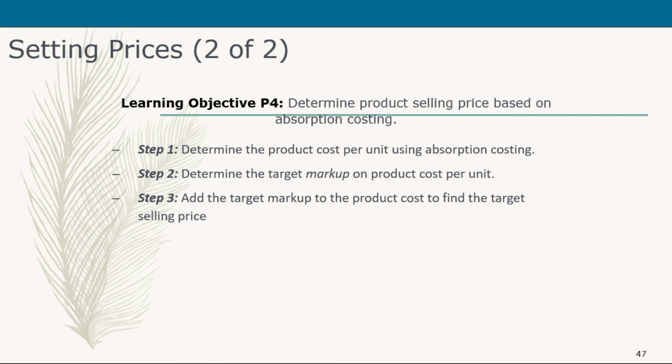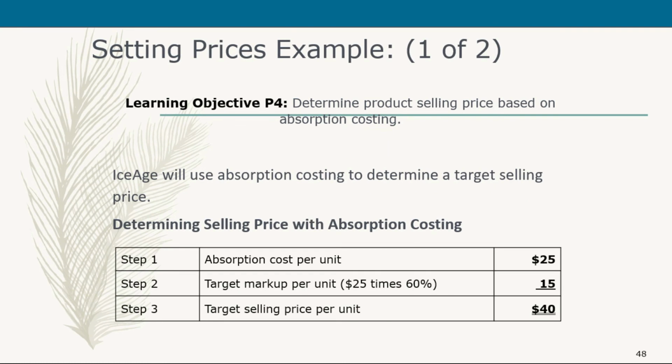And then we have step 3, we have to add the target markup to the product cost to find the target selling price. Of course, if you have the markup, you need to add that markup to the product cost to find the target selling price.